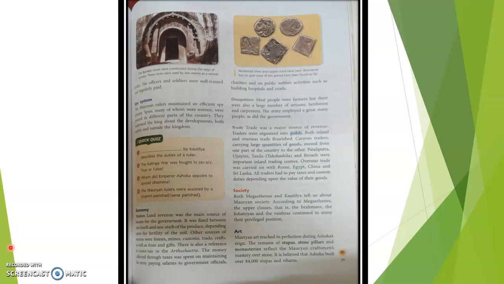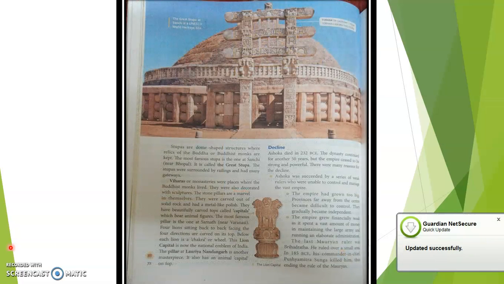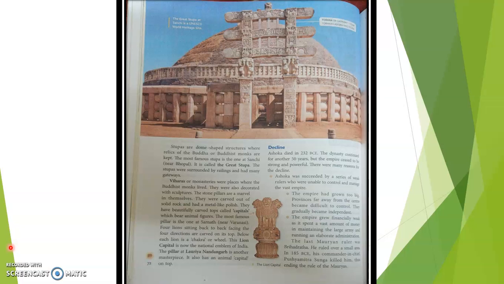Stupas are dome-shaped structures where relics of the Buddhist monks are kept. The most famous stupa is the Great Stupa, which is in Sanchi. Viharas were places where the Buddhist monks lived.